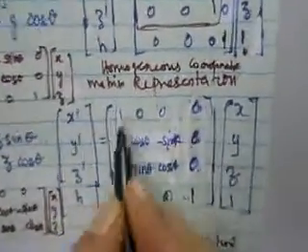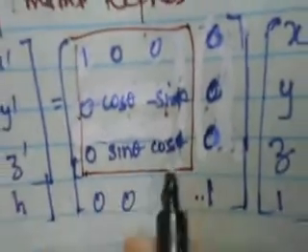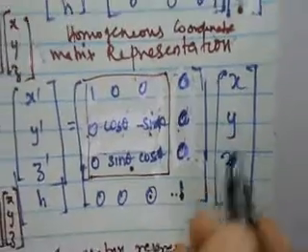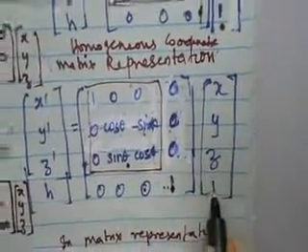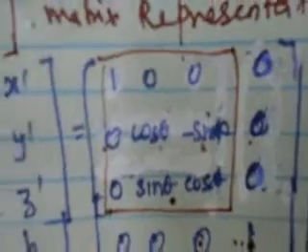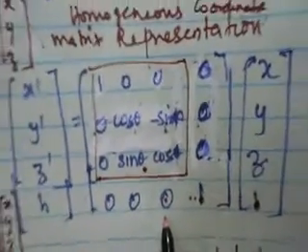In homogeneous coordinate representation for the same, this is the 3D matrix. Whatever we wrote before, we have written as it is here. Along with that we have added one more dimension here. Next we have written the old coordinate, along with the homogeneous coordinate value. So this is the homogeneous coordinate matrix representation for 3D rotation with respect to the x axis.